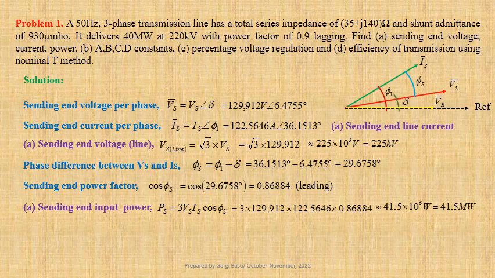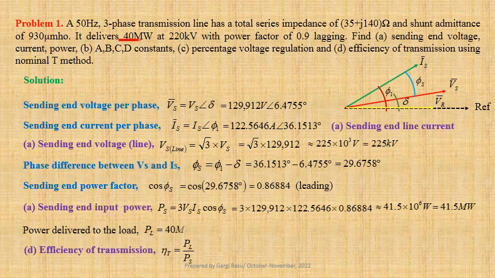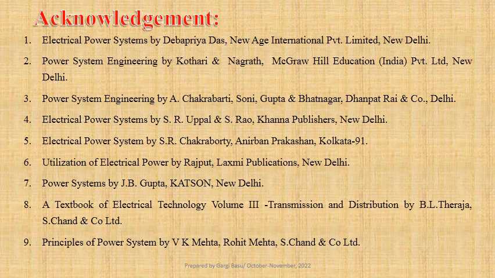Now we shall compute efficiency of transmission. Eta T equals PL divided by PS. Given power delivered to the load, PL equals 40 megawatts. Therefore, eta T equals 40 divided by 41.5. That gives us 0.9638 per unit or 96.38%. So today we have solved one numerical problem on three-phase medium length transmission line.